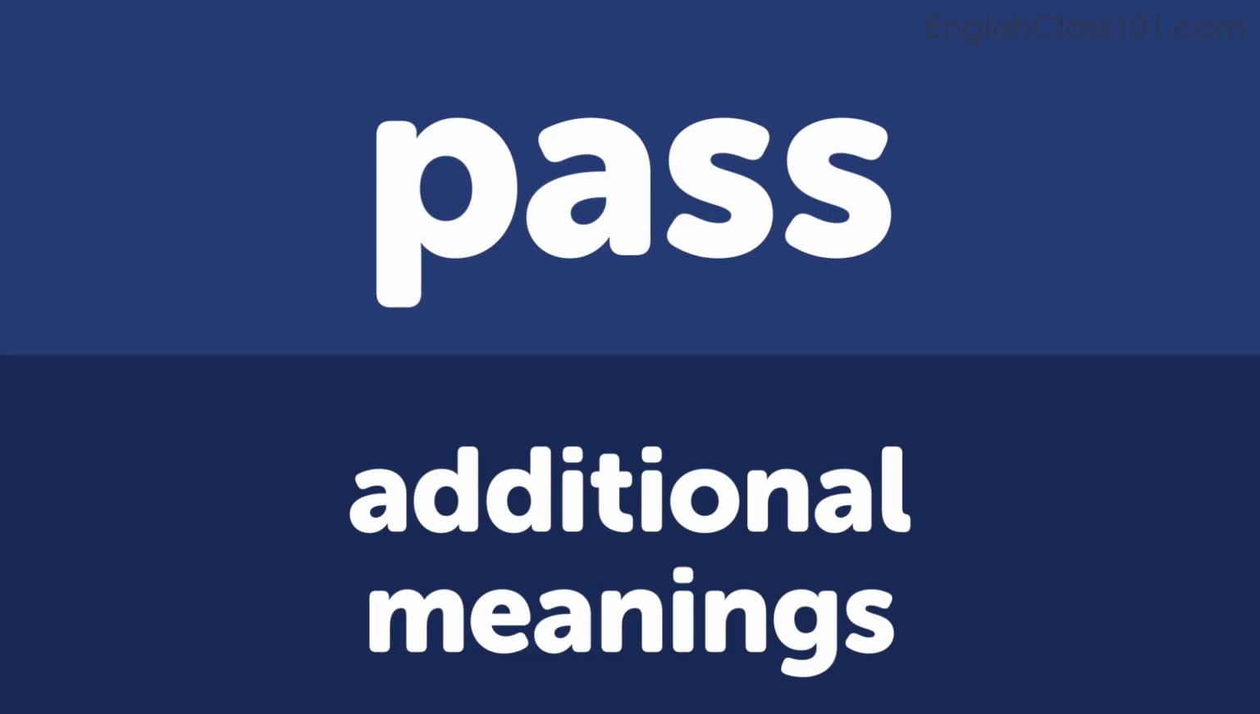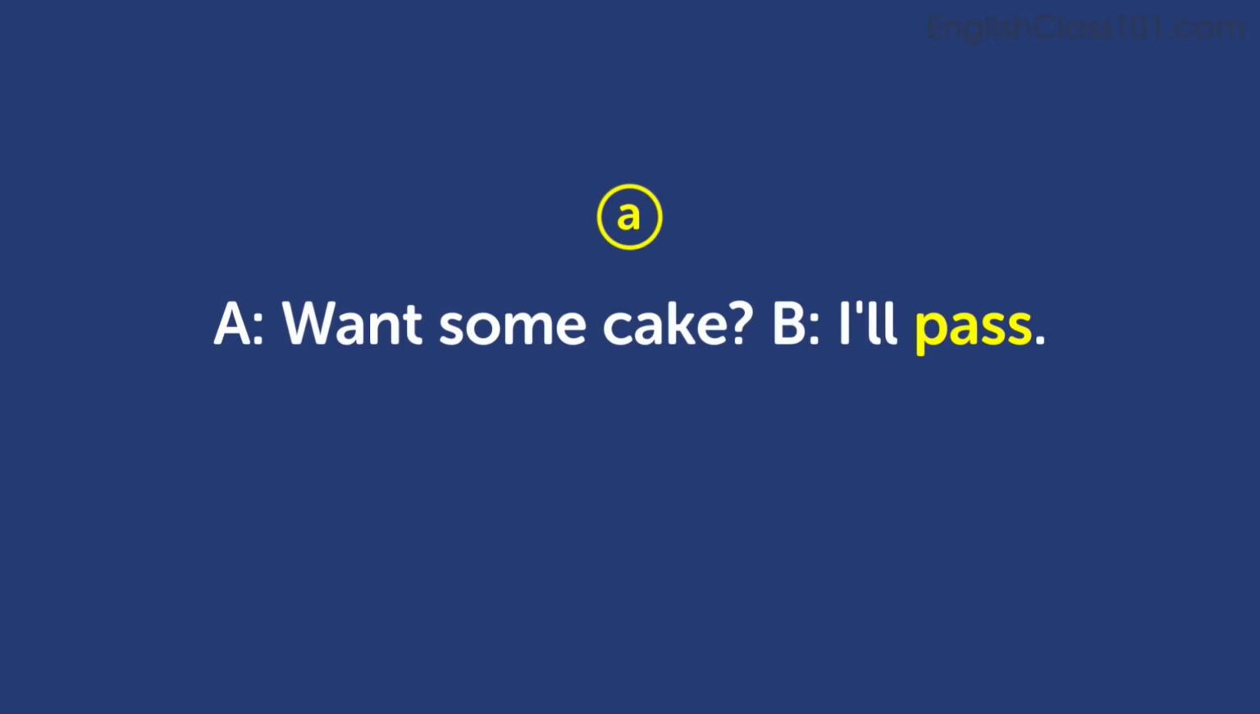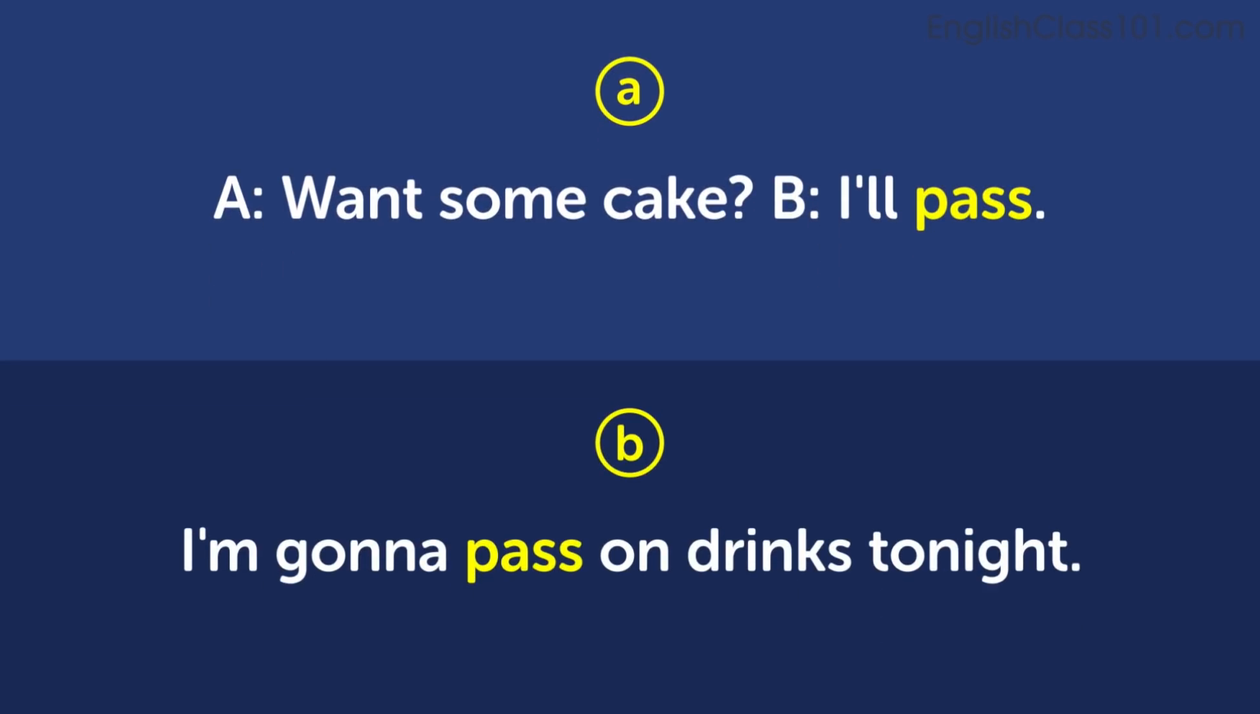Okay, so now let's talk about some additional meanings for this verb. The first additional meaning is to decline something. So, for example, let's imagine a conversation between two people. A: Want some cake? B: I'll pass. Second example: I'm gonna pass on drinks tonight.